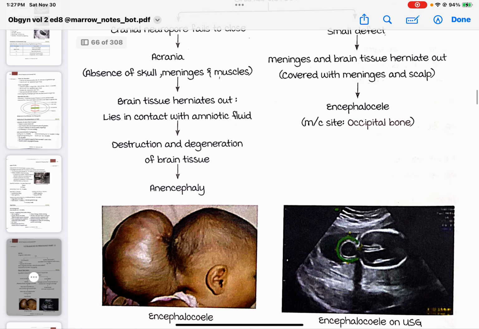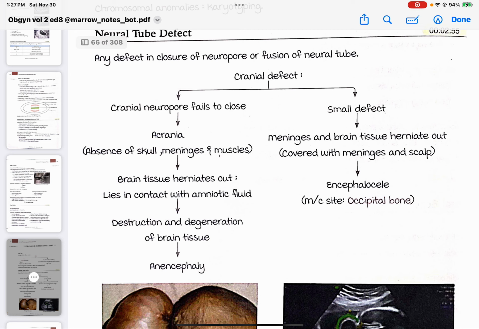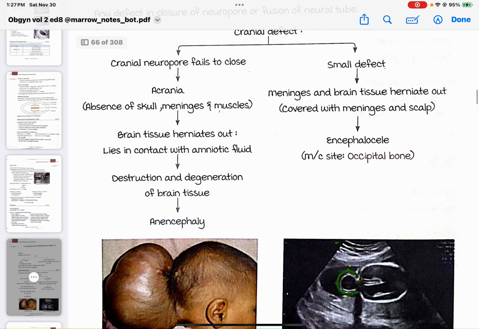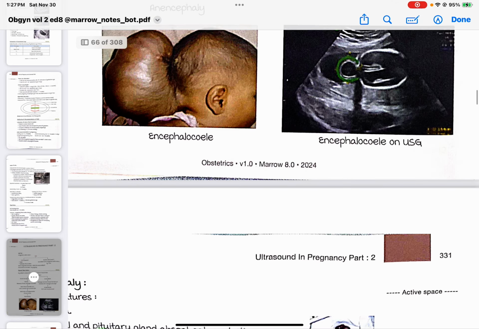Encephalocele on ultrasound. Small defect, meninges and brain tissues herniate out, covered with meninges and scalp. Encephalocele, most common site, occipital lobe.